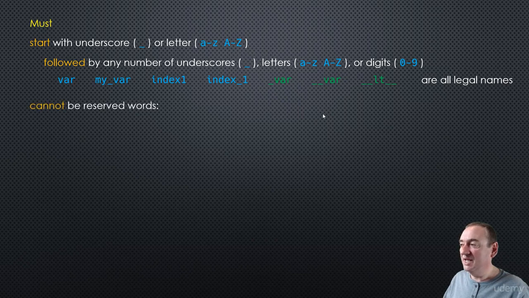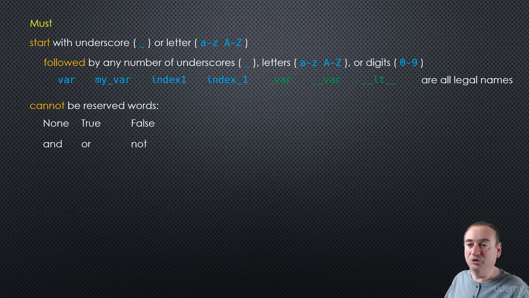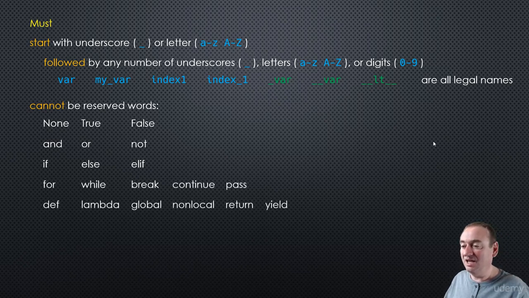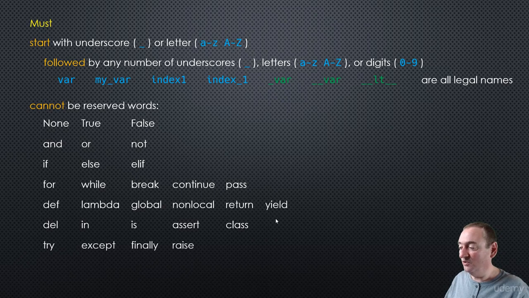The other thing is that identifiers cannot be reserved words. What are the reserved words? Well, None, True, False, and, or, not, if, else, elif. You get the idea. Basically the keywords that you use to program in Python. def, lambda, return, in, is, that we've seen before, try, except, all these are the reserved words. And as of the current version of Python, that's it for now. So there's not a whole lot to remember, but don't use those as identifier names.